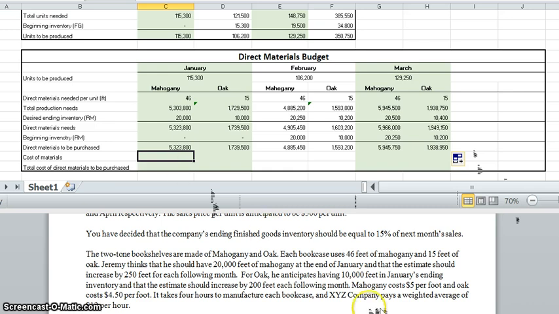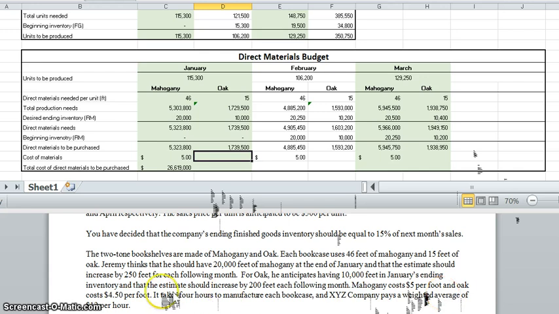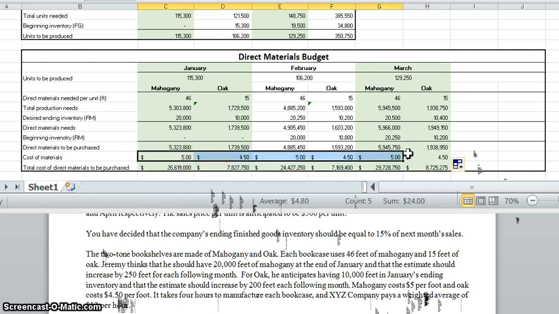So since we need 5,323,800 feet of mahogany, and the mahogany costs $5 per foot, we can simply multiply that through to find the total cost that we expect to spend on mahogany during that month. Now for our oak, our problem says that oak is going to cost us $4.50 per foot. So we can fill that in. And then let's simply drag it across to figure out exactly what our costs are going to be.